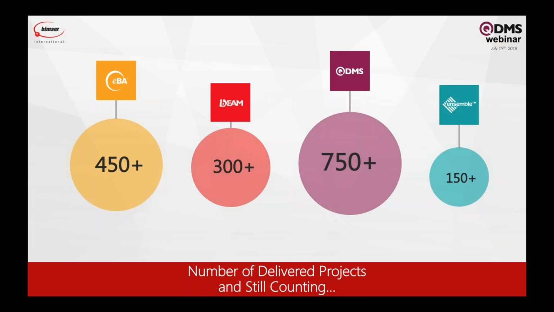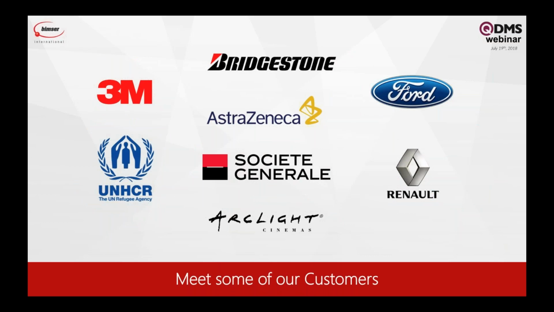What we have done so far is also on the screen at the moment. These are the numbers of projects that we have delivered. For EBA, we have delivered more than 450 projects globally. For BIM, more than 300 projects. QDMS, more than 750 projects. And for Ensemble, we have delivered more than 150 projects, and still counting at this very moment.